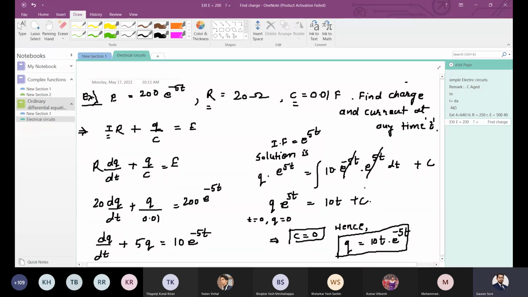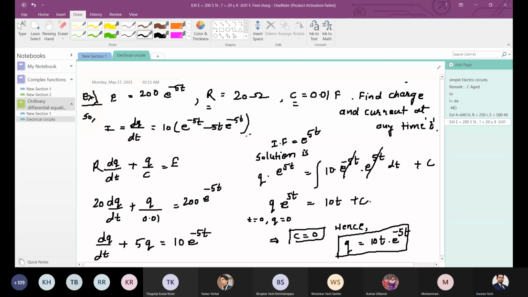What will be the current? So I is equal to dq by dt. So this is going to be 10 bracket e to the power minus 5t minus 5t e to the power minus 5t. This will be the current.